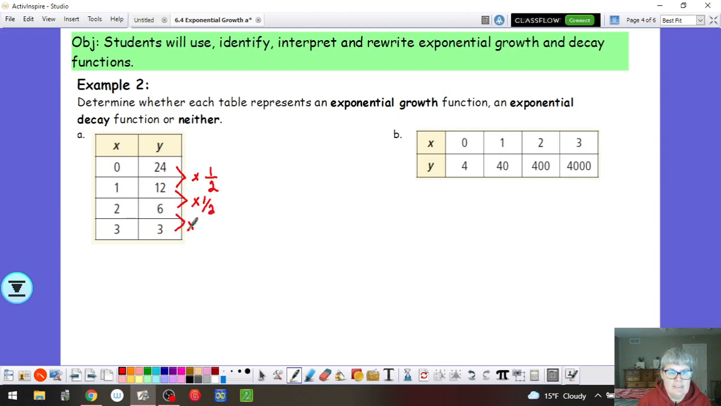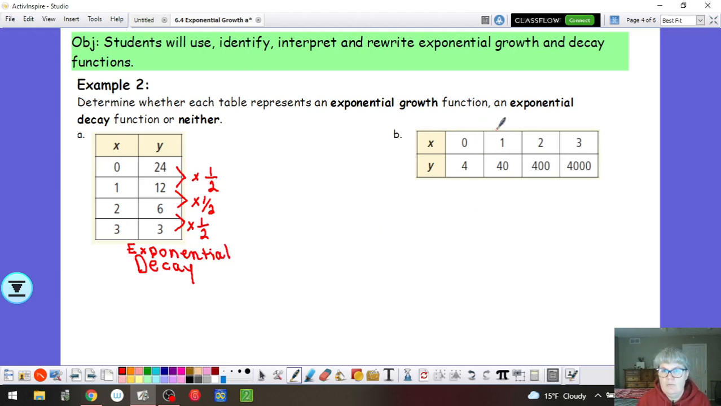And if I take 6 times 1/2, I will get 3. So our growth, or our decay factor actually, is going to be 1/2 because everything is getting smaller by 1/2. So this is decay. And I should mention exponential decay because we are multiplying by 1/2 every time.